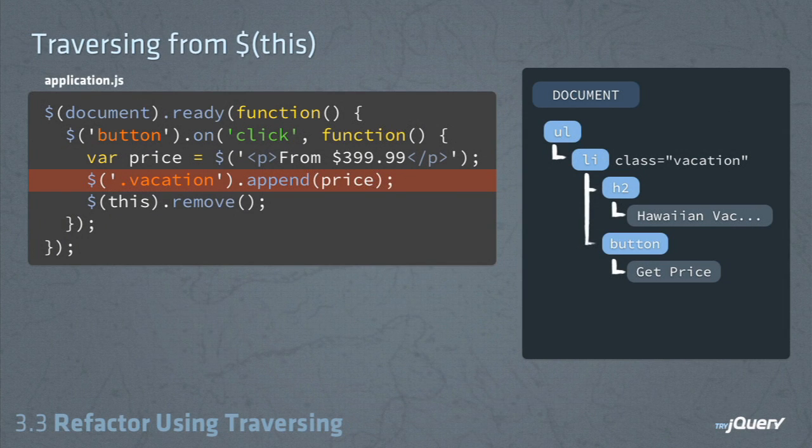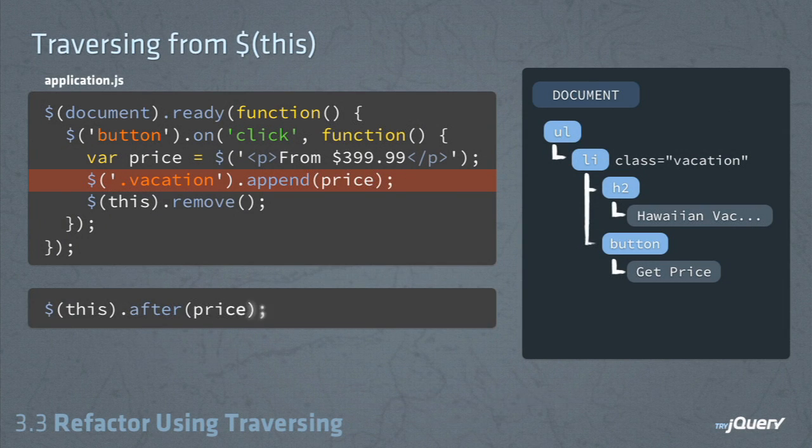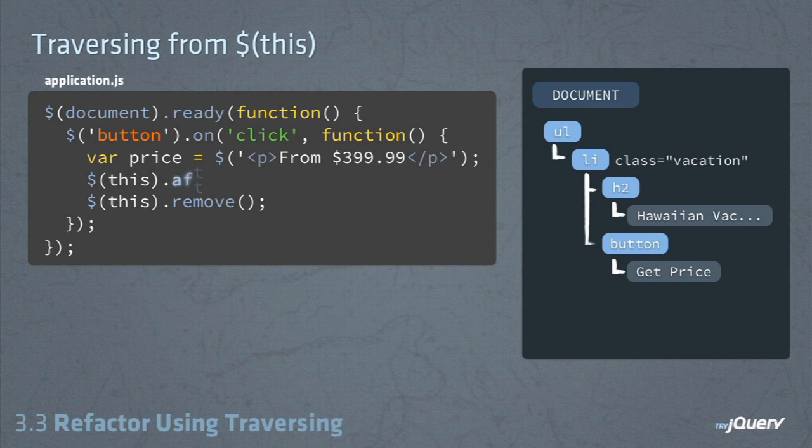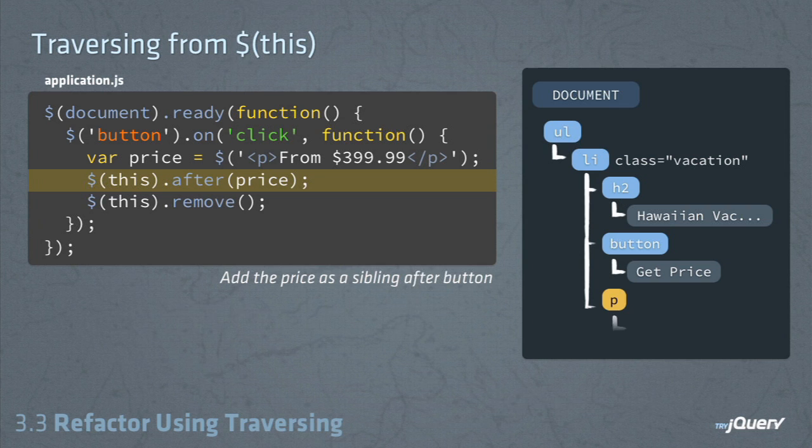We can use this again and call this after price to put the price after this current button. So let's go ahead and move that into our code, and now it's going to add the price as a sibling after the button.